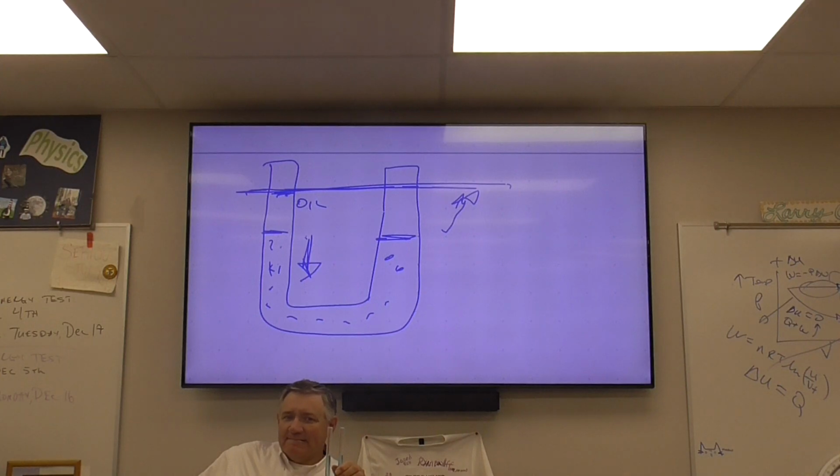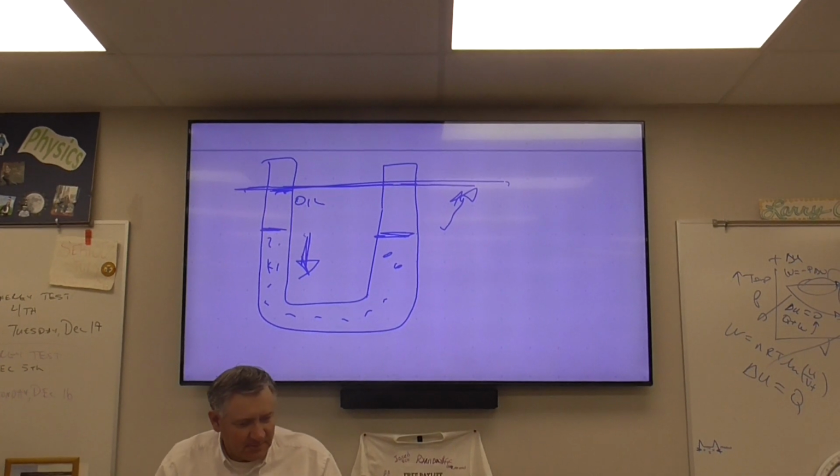Why? Because it can only push down on the water with whatever gravity and mass it has, but because it's less dense, it can't force as much water out of the way. Okay, all right.